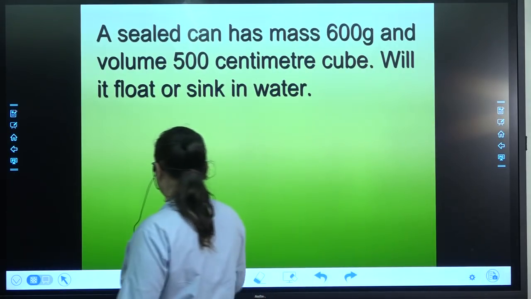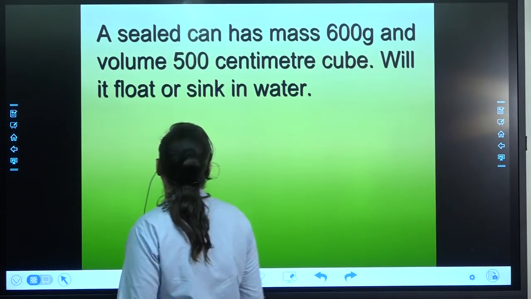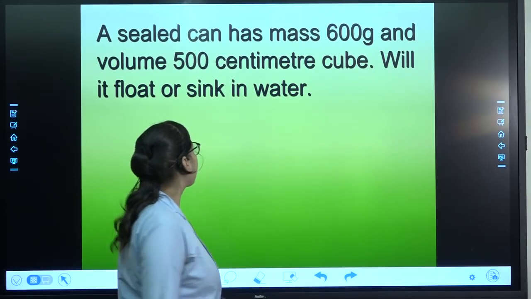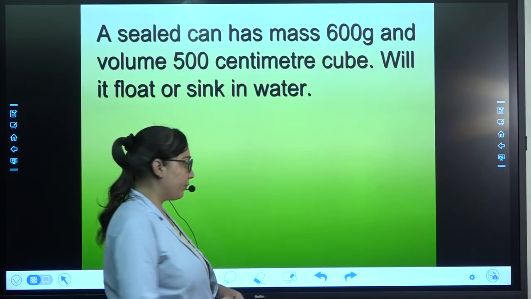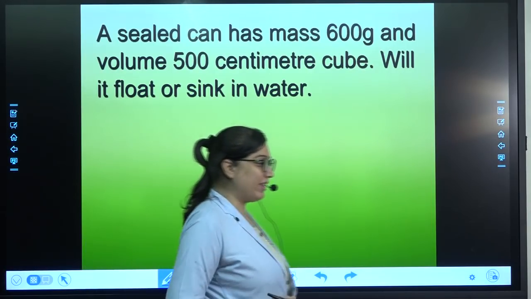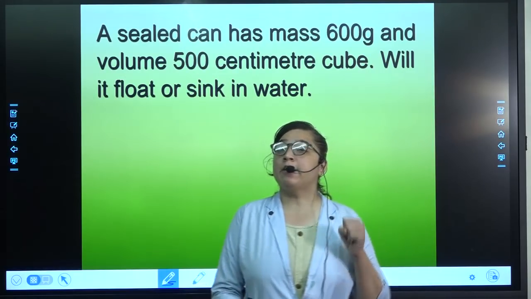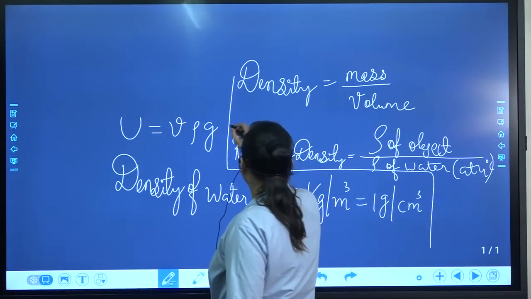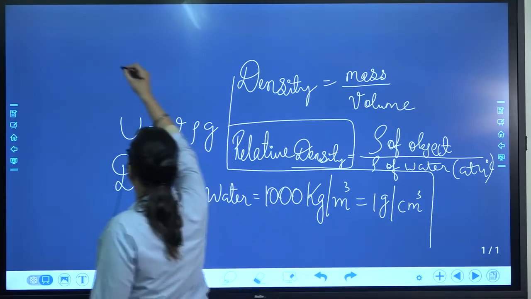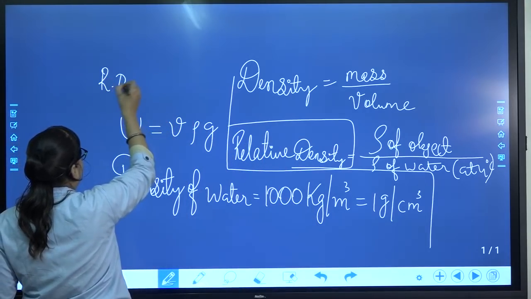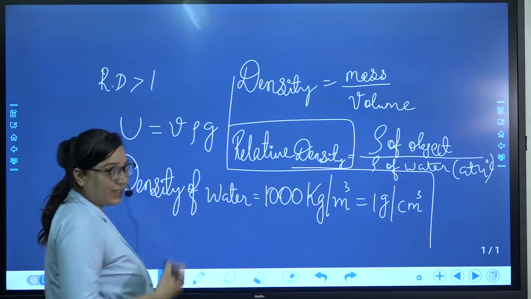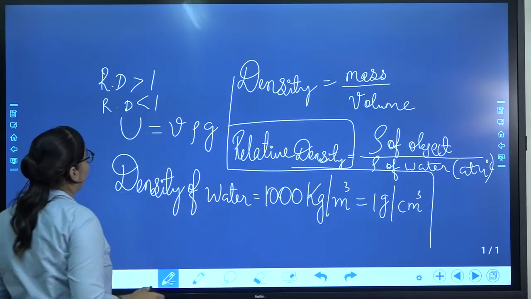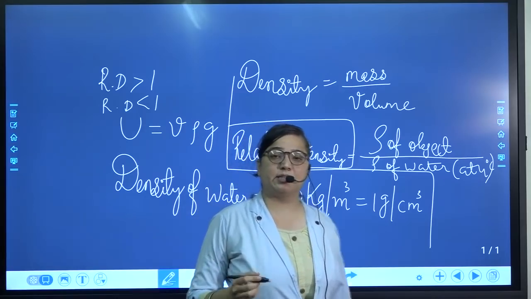They have given that we are having a sealed can that has mass of 600 gram and volume of 500 centimeter cube. Will it float or sink in water? Now, how to find out whether anything will float or sink in water? Try to recall when we had done the concept of relative density. At that time, it was said that if the value of relative density is greater than 1, then the object will sink, and if the relative density is less than 1, then the object will float. The same concept is applied over here.